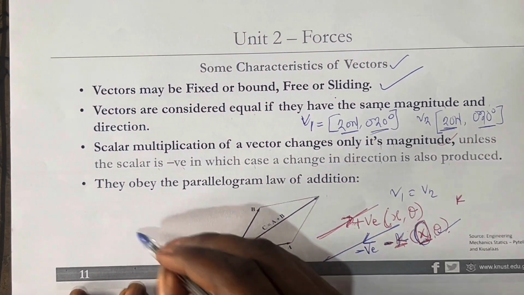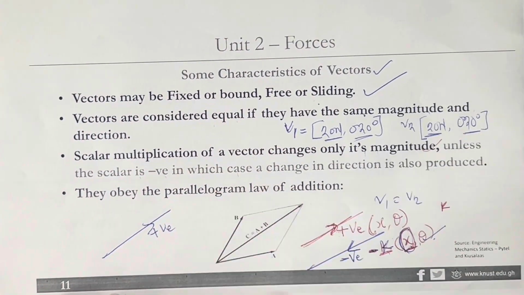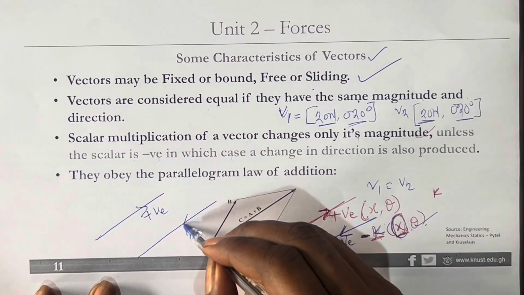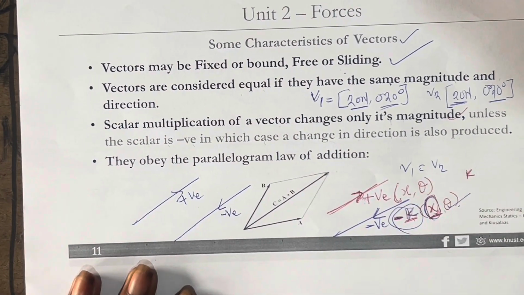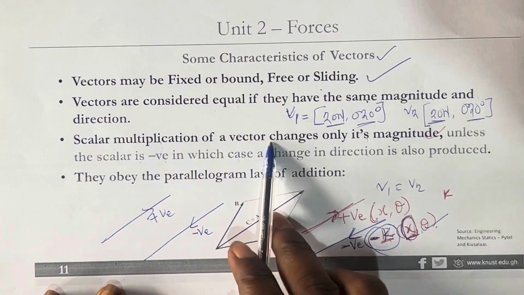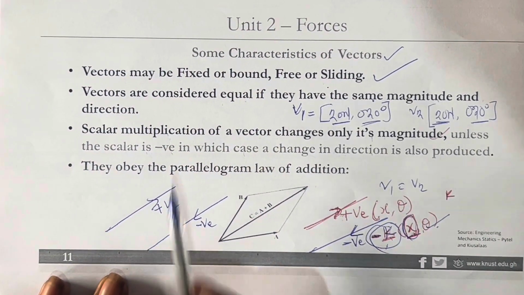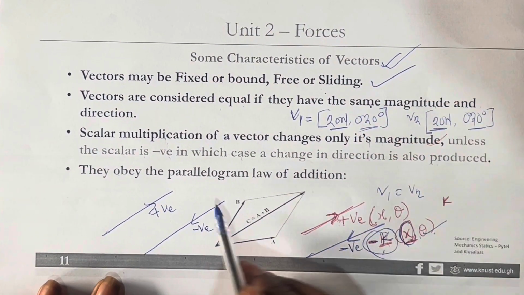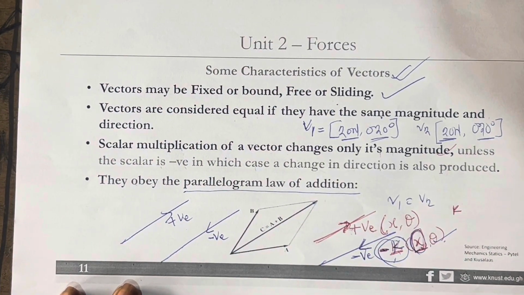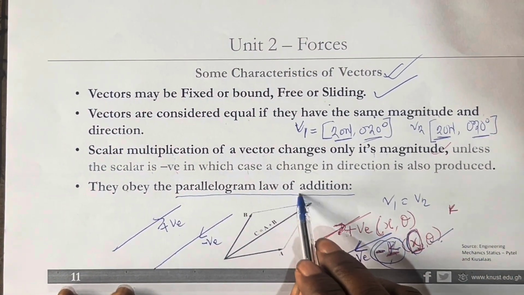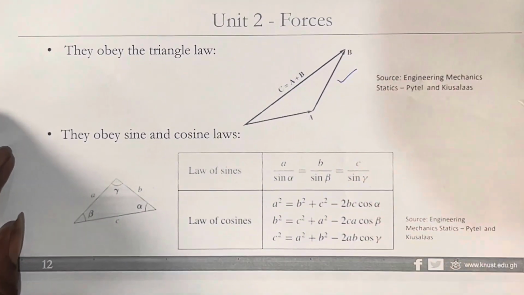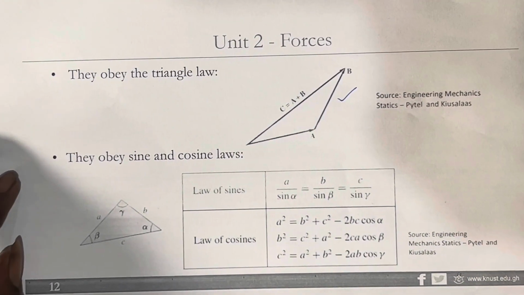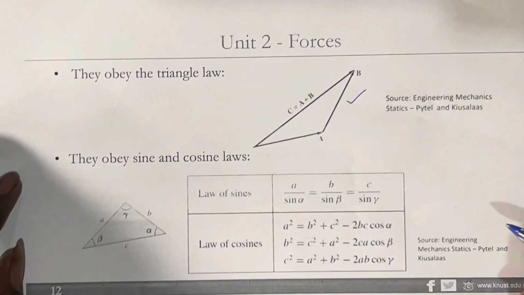So in vectors, it is very simple. If I have this as my positive V and I want to change its direction, I just change the arrow and it becomes my negative V. That is what happens if the scalar you are using for the scalar multiplication is negative. Take note, vectors also obey the parallelogram law of addition. They also obey the triangular law.